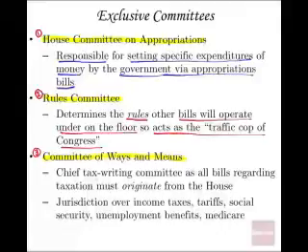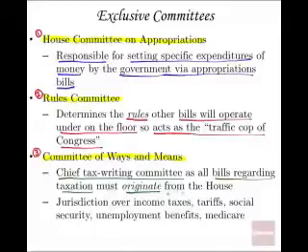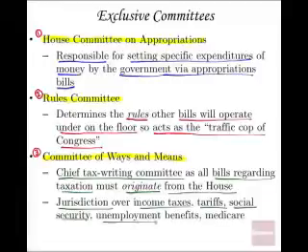And then the third exclusive committee is the Committee of Ways and Means. So this is a chief tax writing committee, as all bills regarding taxation must originate from the House. It has jurisdiction over income taxes, tariffs, Social Security, unemployment benefits, and Medicare. So things that deal with money, it starts off with the Committee of Ways and Means, and what doesn't really deal with money? So a lot of empowerment to the Ways and Means.